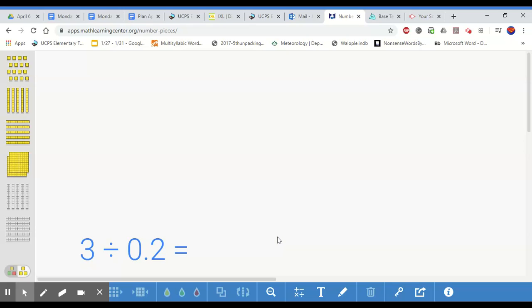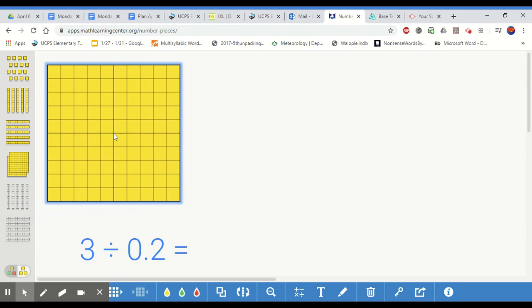All right, slightly different today. Now we're going to be starting with our whole number and dividing it by our decimal number. So the problem we're looking at today is 3 being divided by 2/10. What I'm trying to think about is how many groups of 2/10 are there inside of 3?